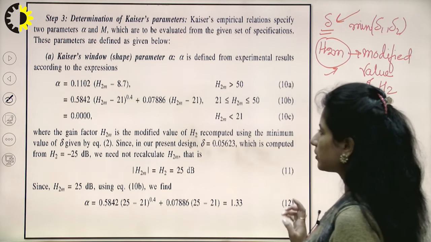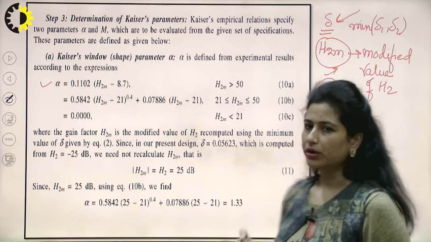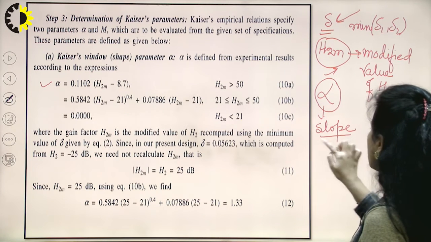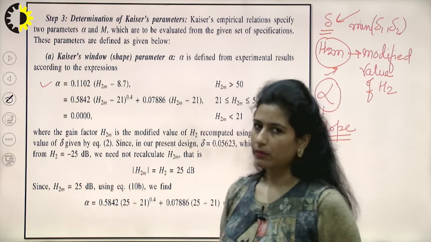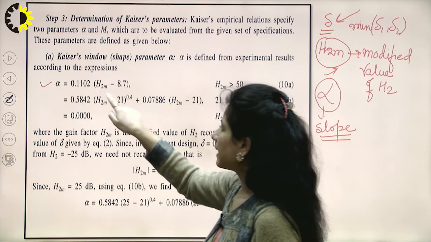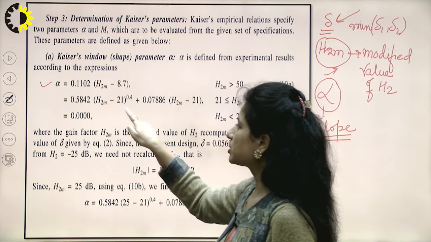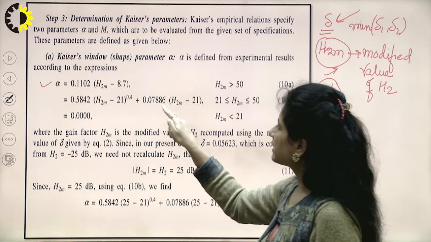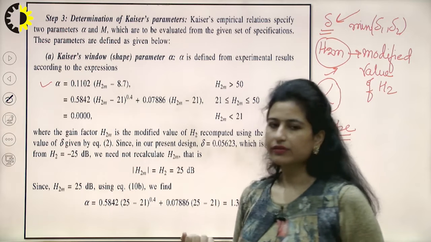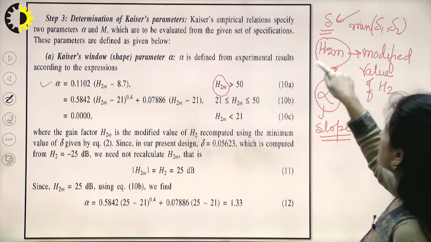So once H2M has been calculated, I need to calculate the parameter alpha. Now this alpha is important in the Kaiser window because it is responsible for giving me the desired slope of the frequency response. Here also we have defined some empirical formulas by which we choose the value of alpha. Alpha can be 0.1102 multiplied by the bracket which contains H2M minus 8.7. It can be 0.5842 times H2M minus 21 raised to the power 0.4, plus 0.07886 times H2M minus 21. And the third value can be 0. Now how do we decide, out of these three equations or three values of alpha, which value I should choose? This choice would depend upon the value of H2M which I have just calculated.